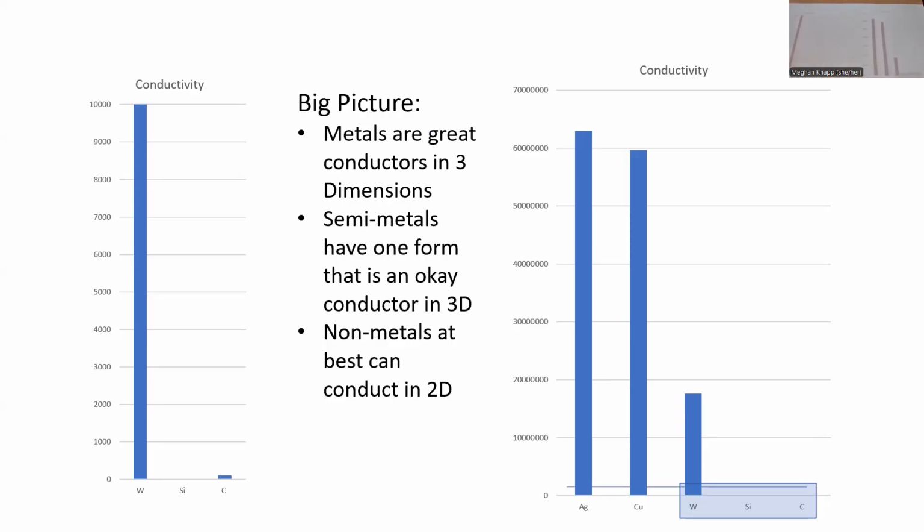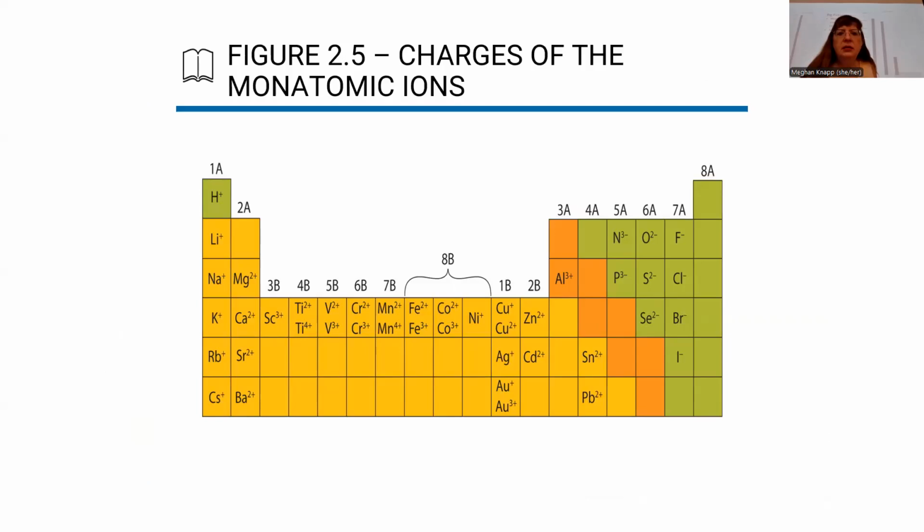All right, so those are the key distinctions there. So the big picture is that metals are conductors in 3 dimensions. They can conduct electricity every which way. Semi-metals have one form that's an okay conductor in 3 dimensions. And non-metals like carbon, the best they can do is conduct in 2 dimensions. And really carbon's the only one that's really a great conductor in 2 dimensions.